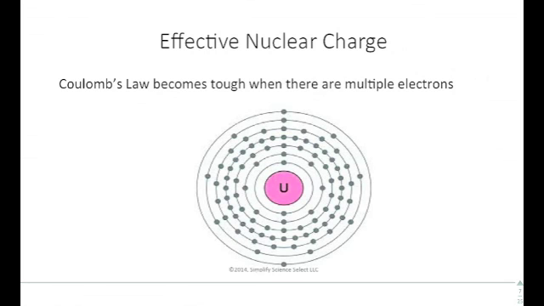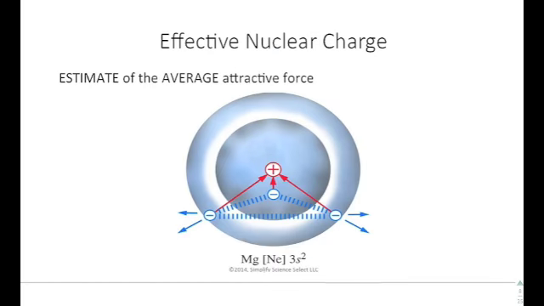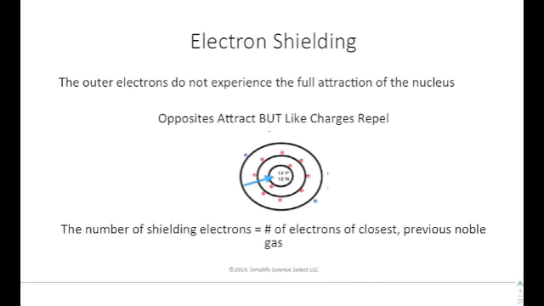And we're going to use it conceptually in what we call effective nuclear charge. Effective nuclear charge is what we use because it's very difficult to use Coulomb's law in something like uranium, in which there are 92 protons and 92 electrons. The math would just be absurd. So we simplify it by using a model called the effective nuclear charge. The effective nuclear charge is an estimate of the average force exerted between a proton and an electron. Okay? And in order to use the effective nuclear charge, the first thing we need to know is something called electron shielding.